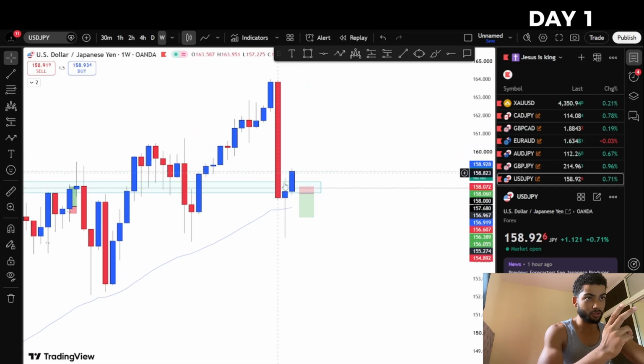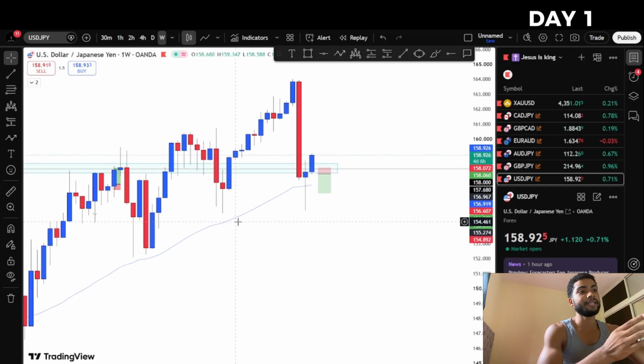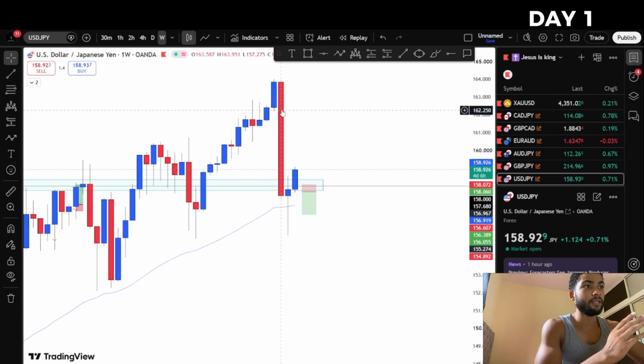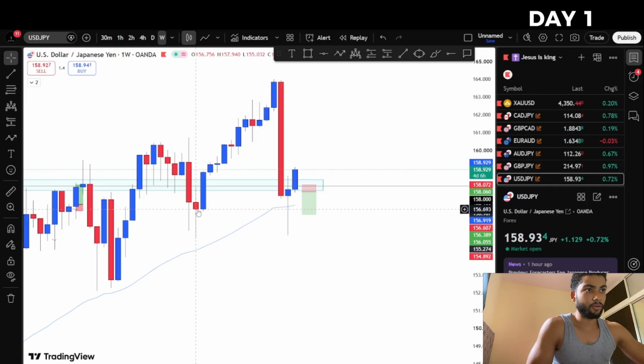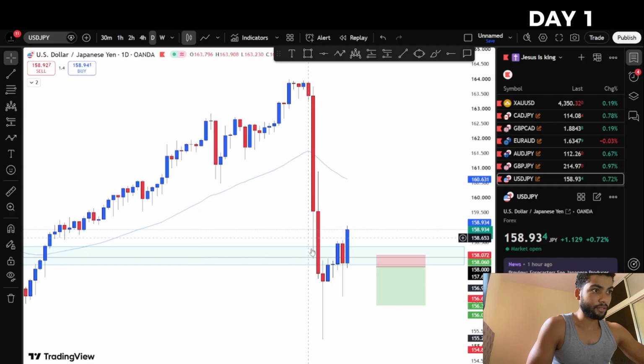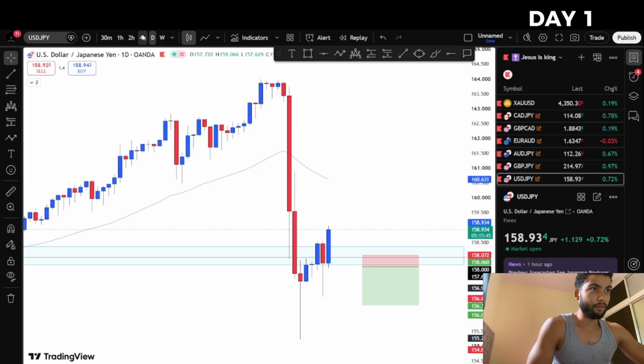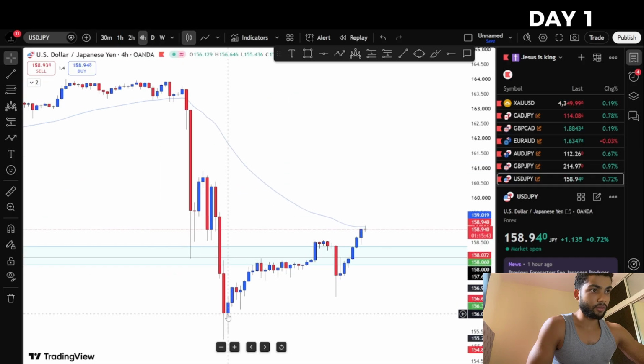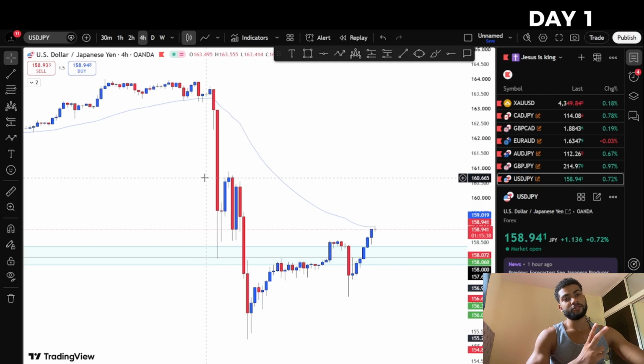I was looking to sell this market. In this case, the weekly time frame is bullish. This is the higher high. I wouldn't really count this as the higher low, but this right here is the higher low. So I have the weekly bullish, the daily bearish. This is the lower low, this is the lower high. Then the 4 hour is also bearish. This is the lower low, and this is the lower high. So in this case, I have two consecutive time frames in sync, which are the daily and the 4 hour.